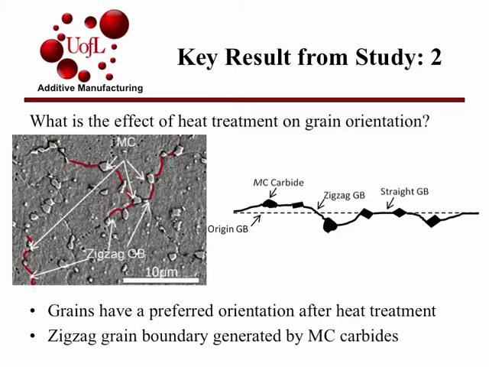These two pictures represent this zigzag grain boundary, and they talked about how this is generated by the MC carbides during the process, and how the zigzag pattern helped improve ductility and toughness and the overall performance of the alloy.